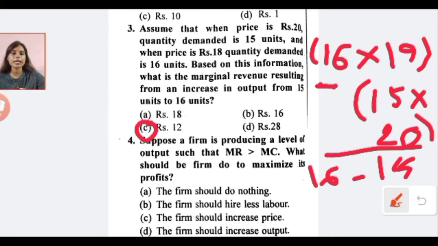So C is your correct answer if we put it in the formula MR is equal to change in TR divided by change in the output. All right. So that's it. That was the answer to question number 3. Let's move over to the next question.